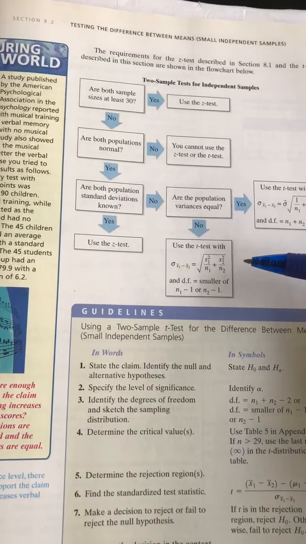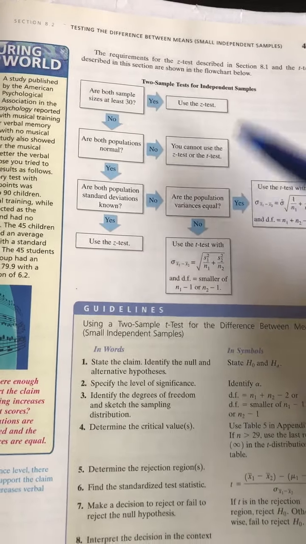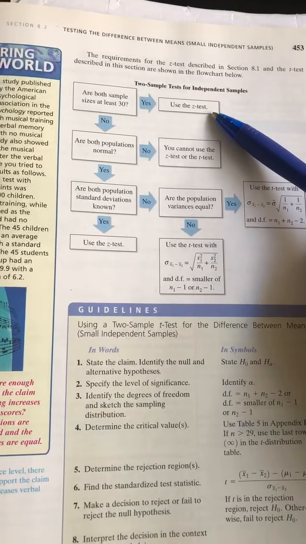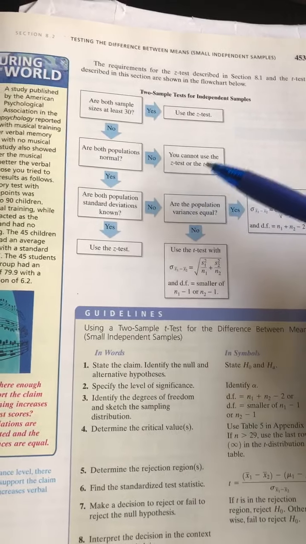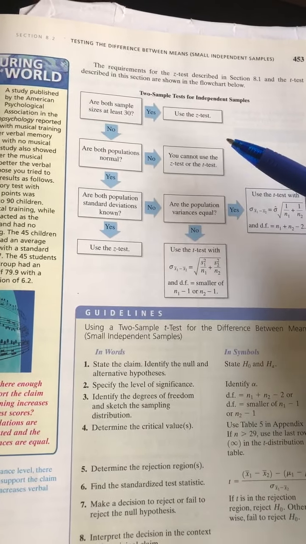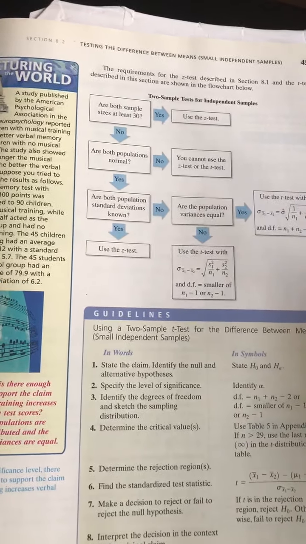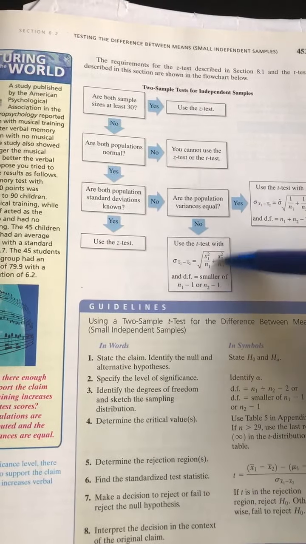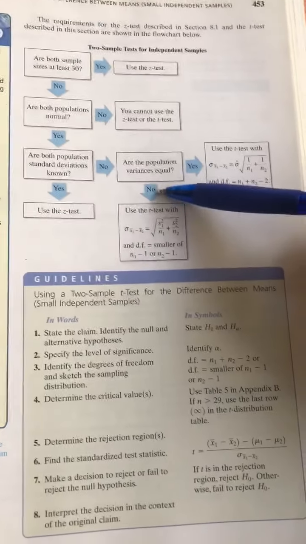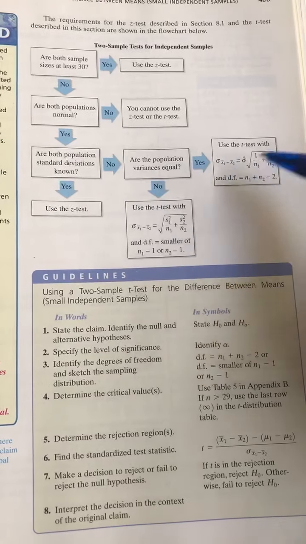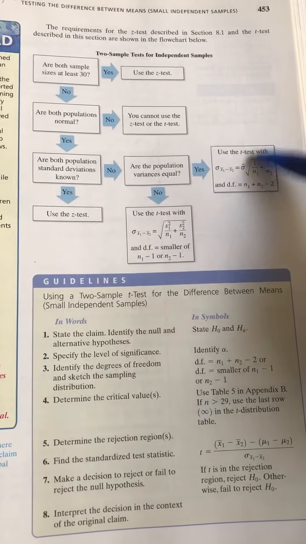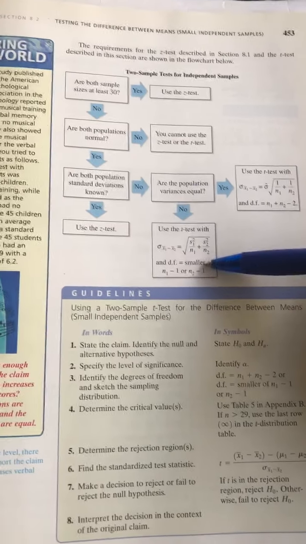And then this flow chart is just reminding you that if n is 30 or more, you use z, and if n is less than 30, assuming that it's normal, then that's when you use t, and then that's when you would use this. And like I said, we're always going to assume that variances are not equal, so you can ignore this here. We're never going to use that. It's going to be this. Let me do an example.